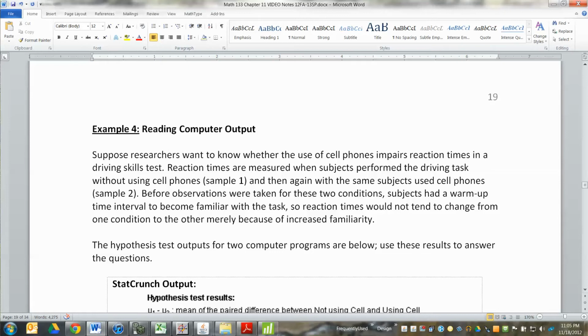So suppose researchers wanted to know whether the use of cell phones impairs reaction times in a driving skill test. Reaction times are measured when subjects perform the driving task without using cell phones, that's sample 1, and then again with the same subject using the cell phones, that's sample 2. Before observations were taken for these two conditions, subjects had a warm-up time interval to become familiar with the task, so reaction times would not tend to change from one condition to the other merely because of increased familiarity.